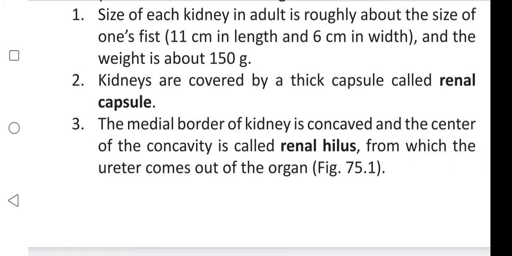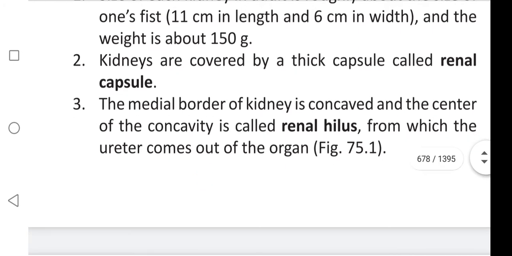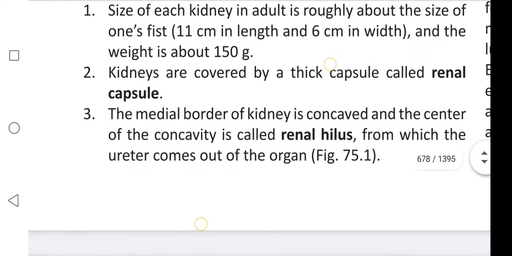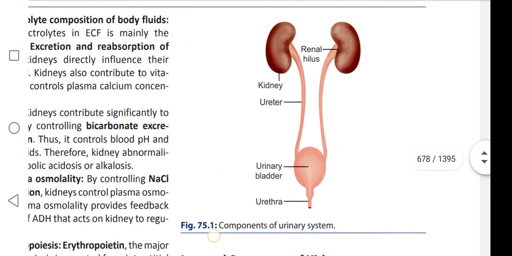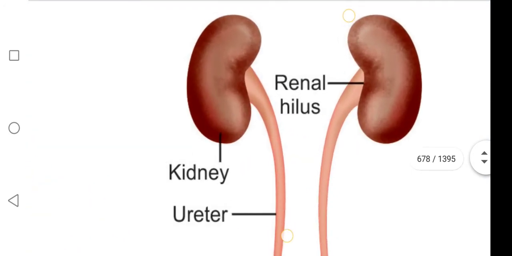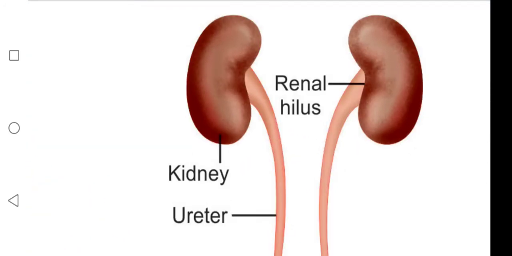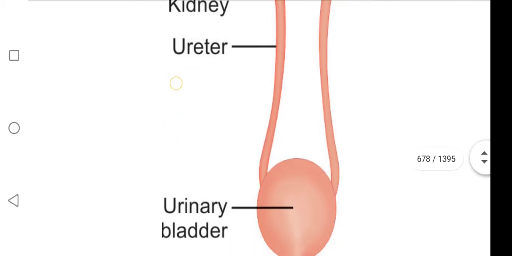Kidneys are covered by a thick capsule called the renal capsule, and the medial border of the kidney is concave in shape, and the center of the concavity is called the renal hilus, from which the ureter comes out of the organ. We already saw the diagram. I will show you once again. This is the renal hilus, from which the ureters come out from the kidney. Okay.